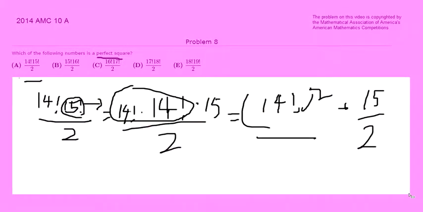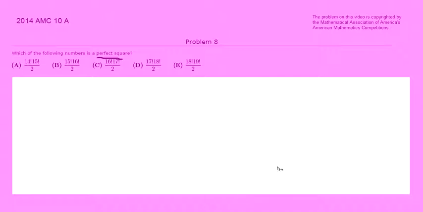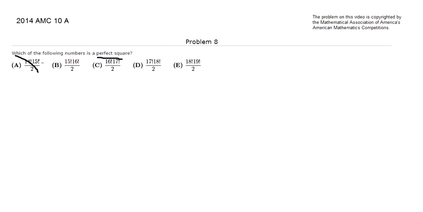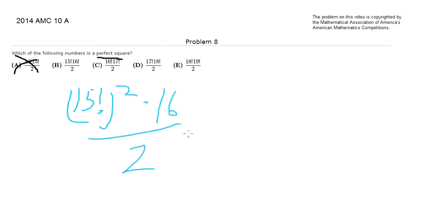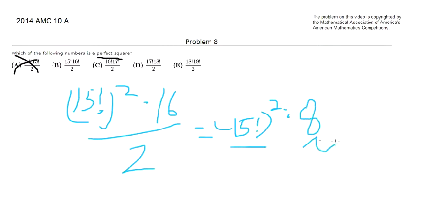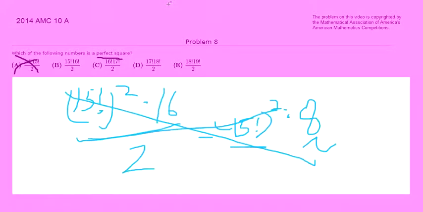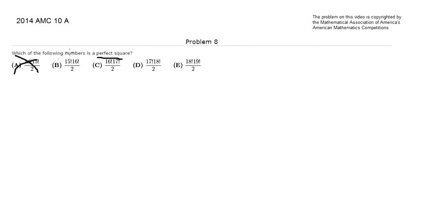Okay, so we know A is not it. Now let's look at B. 15 factorial times 16 factorial divided by 2. Well, by the same logic, that is 15 factorial squared times 16 divided by 2, which is 15 factorial squared times 8. Well, that part is a perfect square, but is 8 a perfect square? No. 2 squared is 4, 3 squared is 9, so 8 is not a perfect square. So this whole thing is not a perfect square, once again. So B is not it.